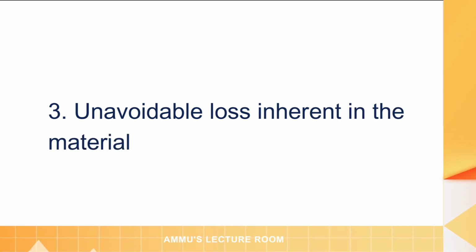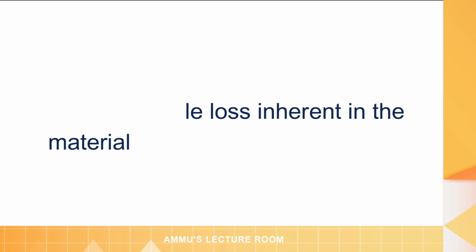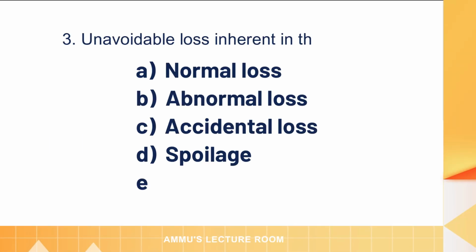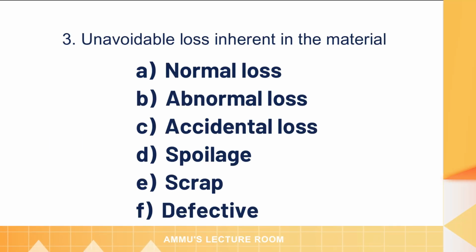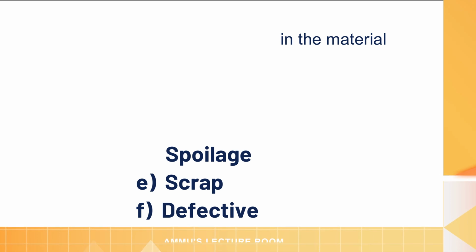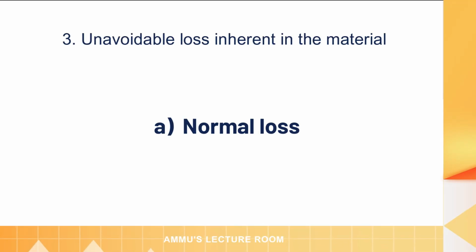Okay, now let's move on to the third question. Unavoidable loss inherited in the material. Option A, normal loss. Option B, abnormal loss. Option C, accidental loss. Option D, spoilage. Option E, scrap. Option F, defective. And the answer is normal loss. Normal loss is the unavoidable loss inherited in the material.